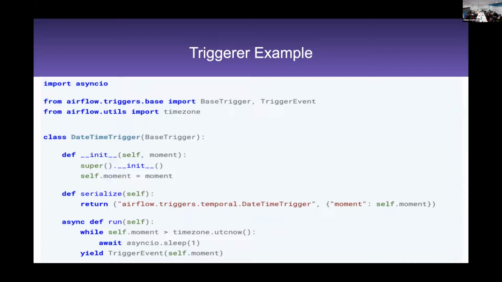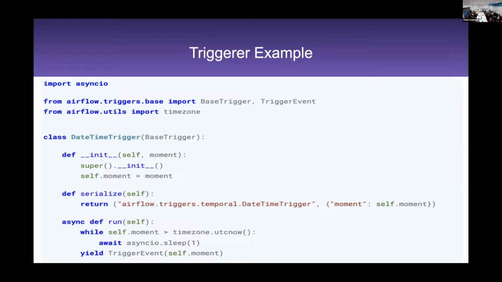So what it's basically doing: when you are writing a trigger, you have to write two methods. One is serialize, another is run. The serialize method is helpful for the trigger so that it can later serialize itself, and it can again run your run method.